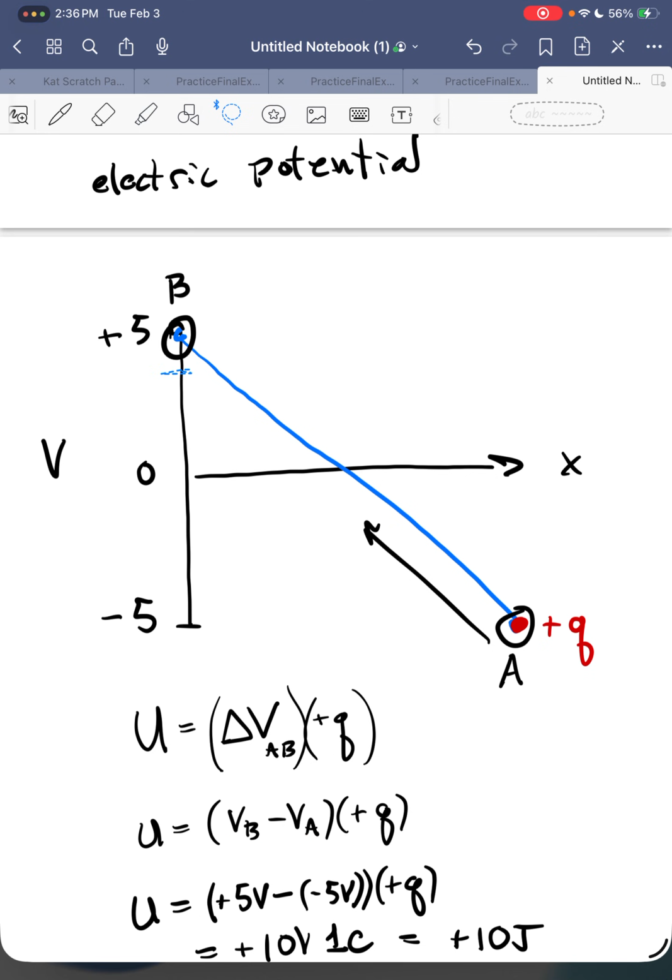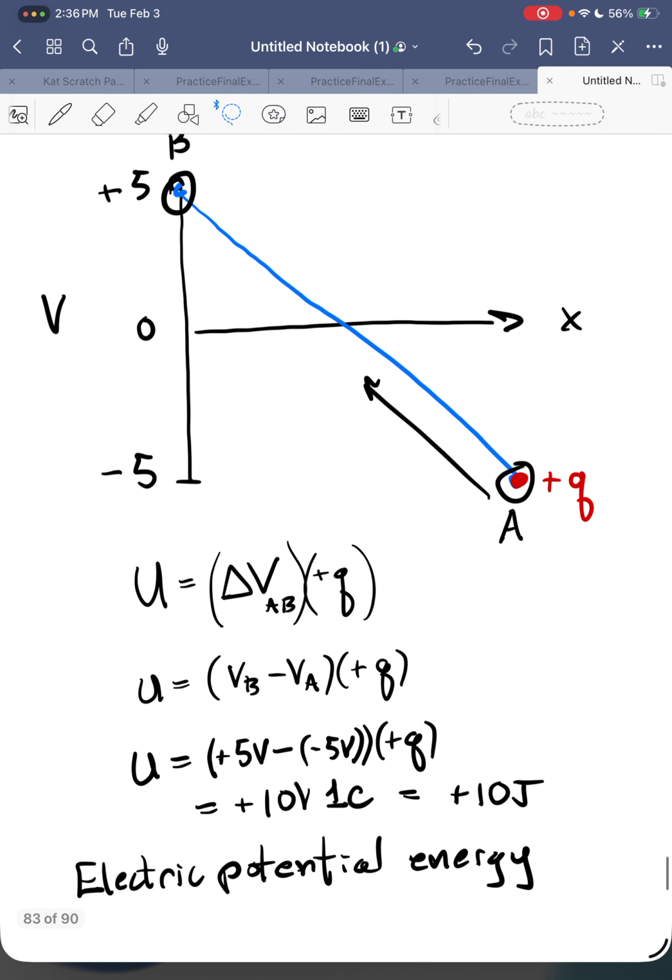Well, what's the voltage at B? Voltage at B is positive 5 volts, minus the voltage at A. The voltage at A is down here, so that's minus 5 volts. So it's plus 5 volts minus a minus 5 volts. That's a double negative, so plus 5 volts minus minus is going to be plus 10 volts. And now I multiply that by the charge. The charge is positive 1 coulomb, and so I get 10 volts times 1 coulomb. That's 10 joules. So the change in electric potential energy of this positive charge moved from the minus 5 volt plate is plus 10 joules.